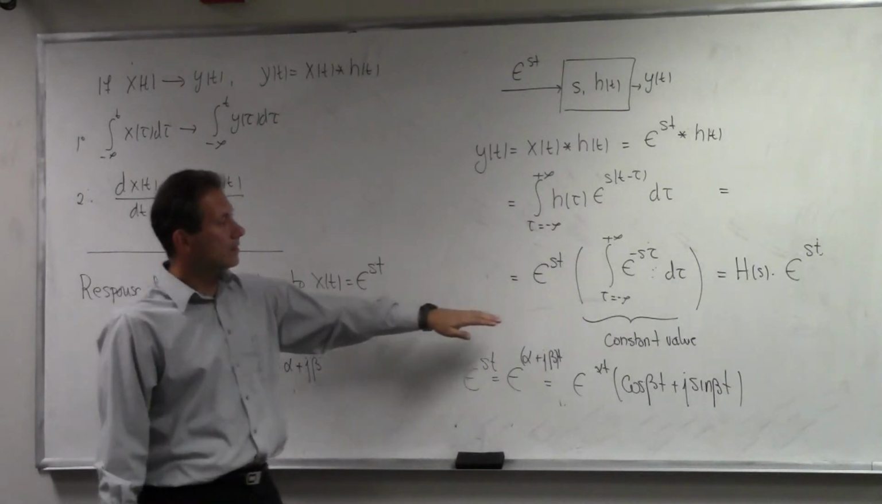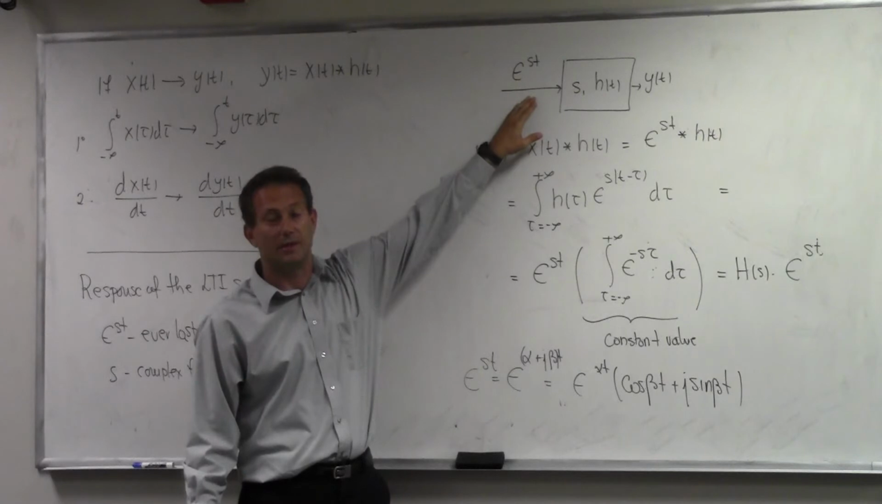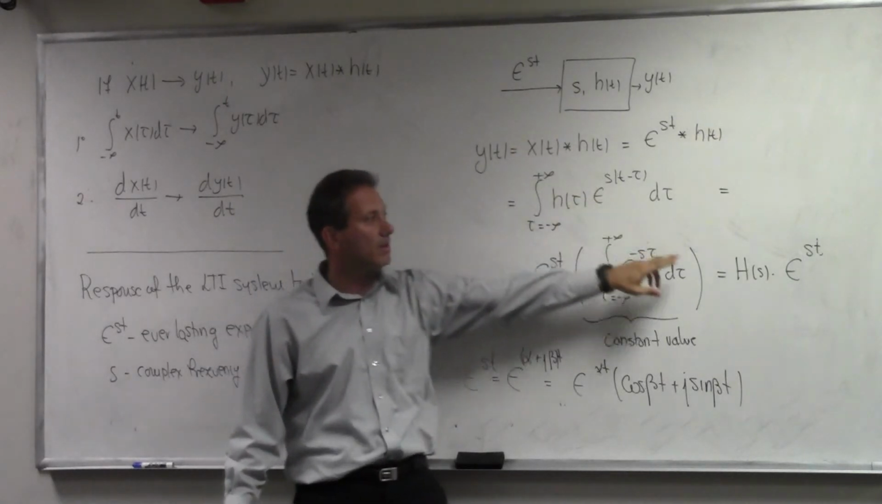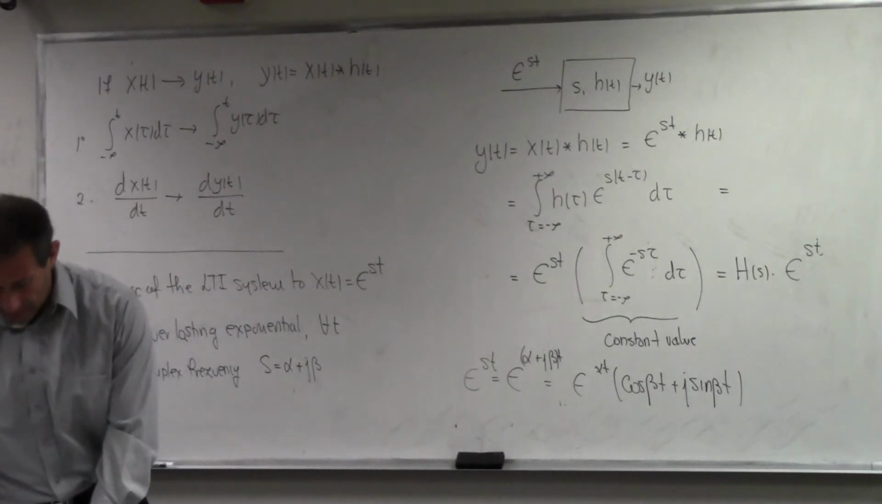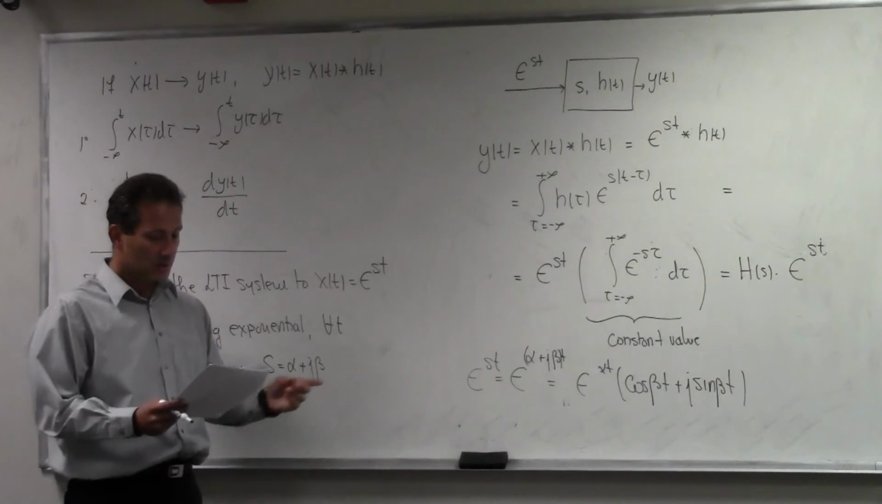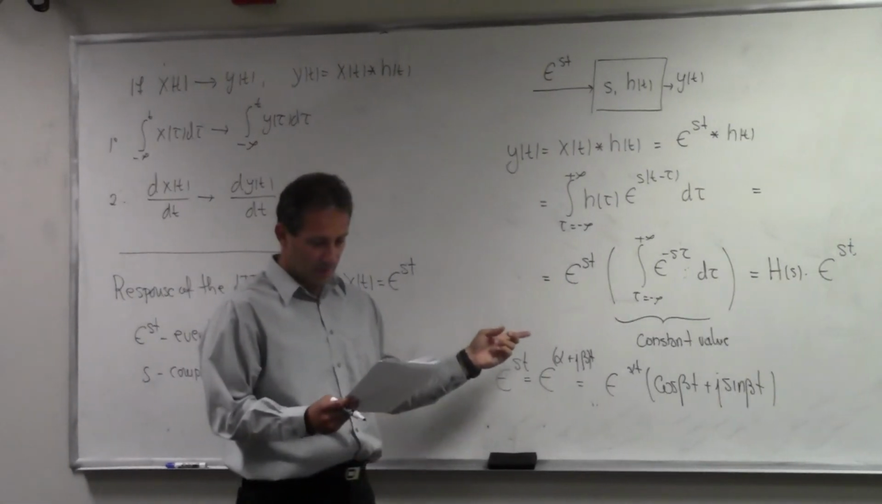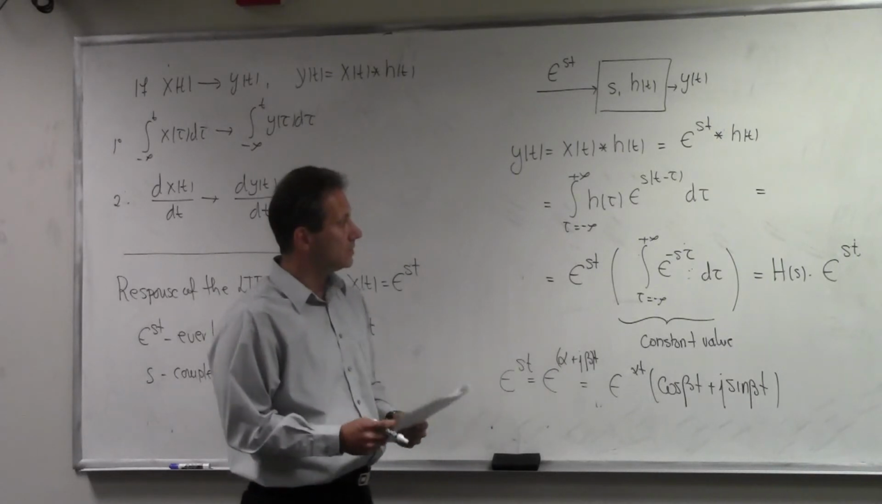But the big point here is e to the st is special, right? If you feed e to the st, you get it back, but just scaled by some complex constant. This h of s, we actually give it a name, and we call that the transfer function of the system, right?